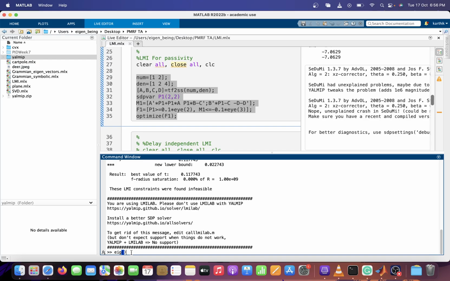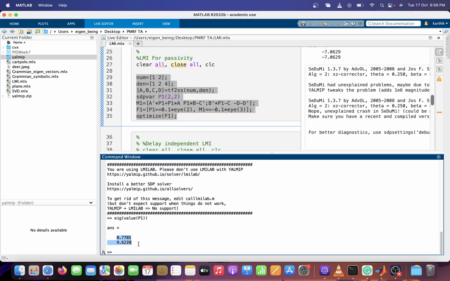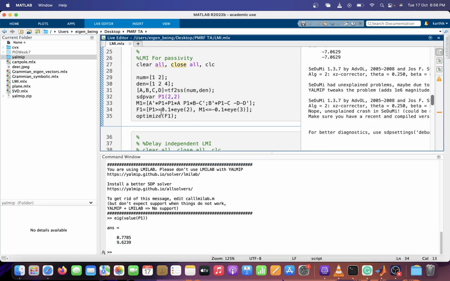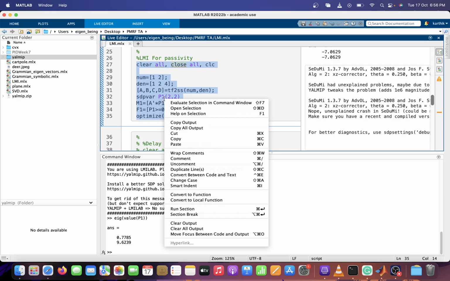So if I check the eigenvalue of value of P1, I will get positive, which means it's a feasible LMI. So again the system is passive. And in the next case we will look at delayed systems.